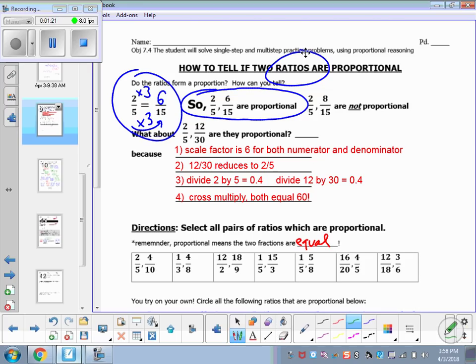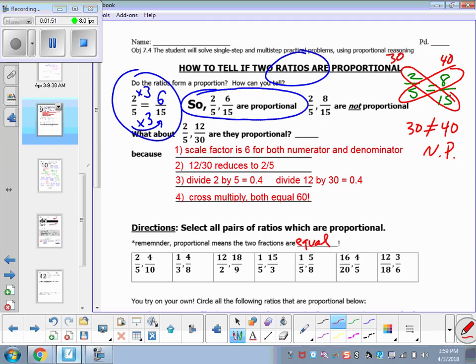Now if I were to ask you whether or not 2/5 is proportional to 8/15, we already know it should be a 6, not an 8. So now let's talk about some ways that we can prove that it's not proportional. If I take the 2/5 and compare it to the 8/15, one thing I can do is cross multiply. If I cross multiply for this, I get a 40. Now when I cross multiply here, I get a 30. And since 30 is not equal to 40, they are not proportional.